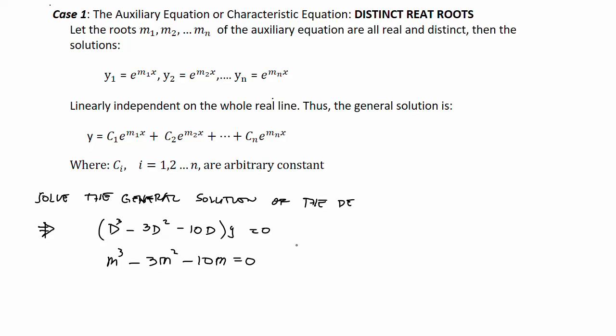Okay, so let's say the other variable used, or say the independent variable, is x. So let's use independent variable x. Okay.